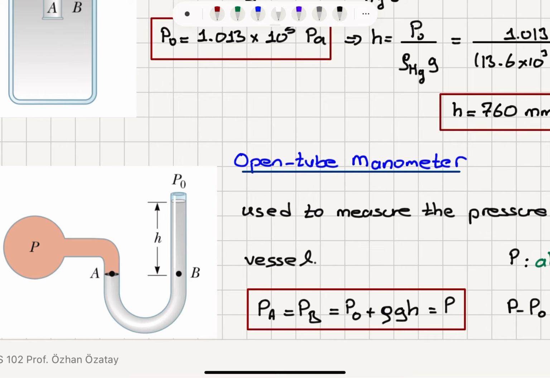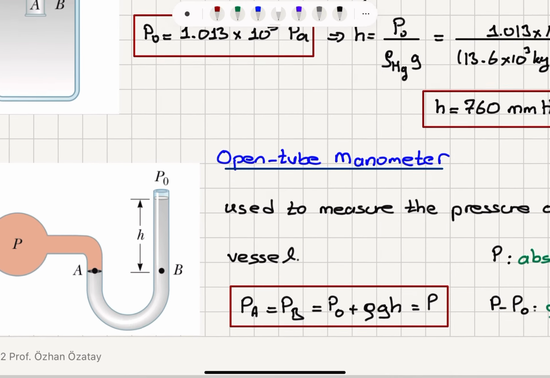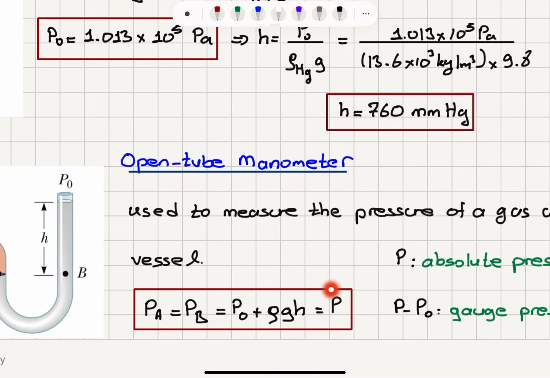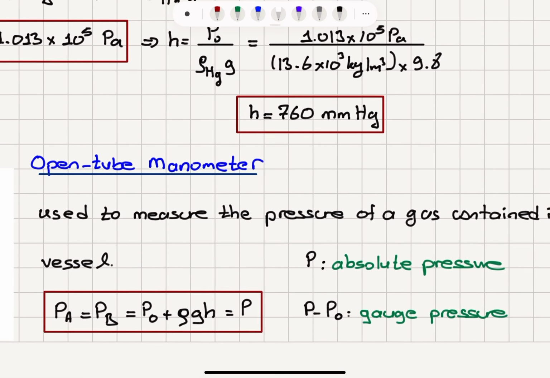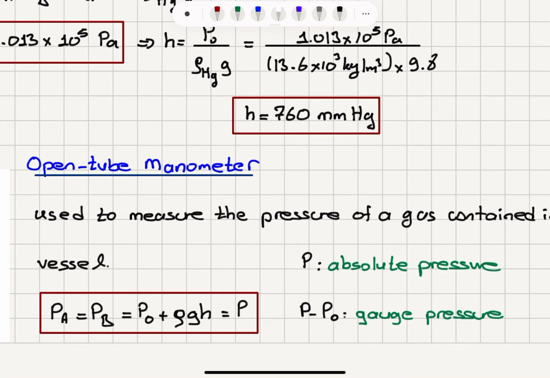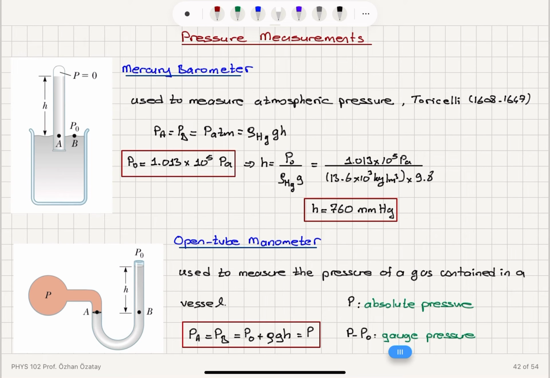And what is the pressure at point A? The pressure of the gas. What is the pressure at point B? Atmospheric pressure P0 plus rho gh. So we see that P0 plus rho gh is equal to the pressure of the gas P. So P is our absolute pressure of the gas, and P minus P0 is called gauge pressure. So it's the pressure measured relative to atmospheric pressure. So we can measure the gauge pressure of this gas using this setup from a measurement of the height of this column.